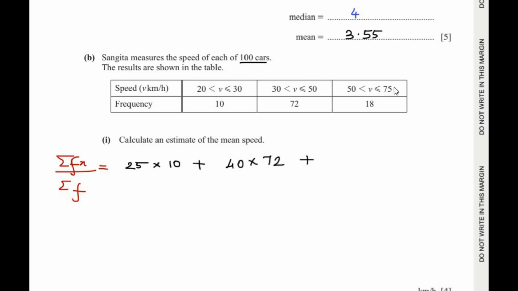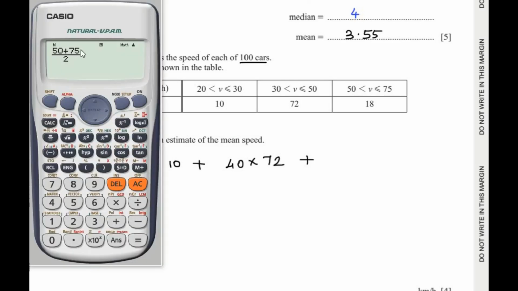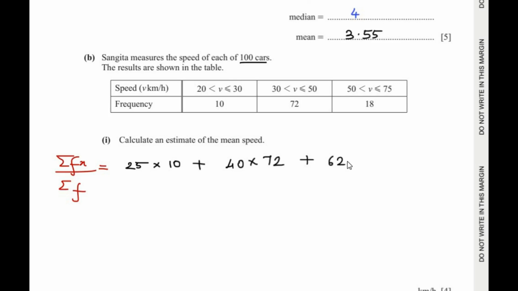Now the midpoint of 50 to 75, let us see how much we get here. It's going to be 62.5. So 62.5 is being multiplied with its frequency, which is 18. This entire thing will be divided by the total frequency, which is 100 cars. Now let us see what value this gives us.